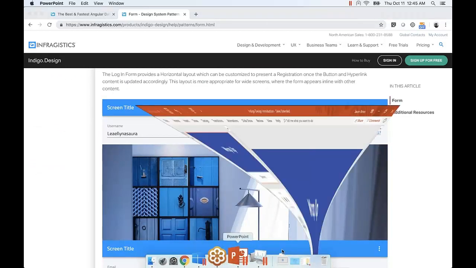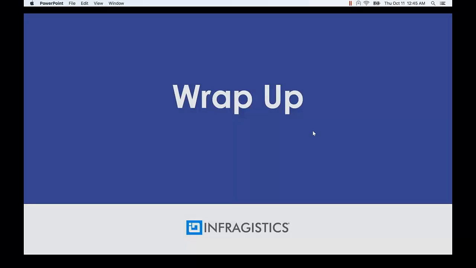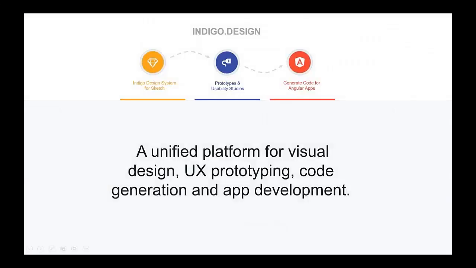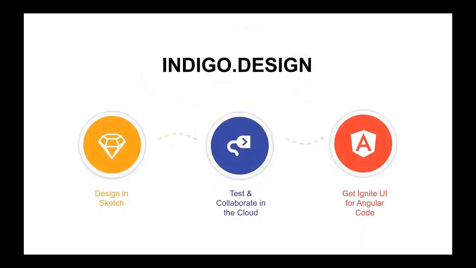So to wrap up, let's close this out by reiterating the fact that Indigo.Design is a unified platform for visual design, UX prototyping, code generation, and application development. There are several pieces of this system, and what they do is help your teams deliver better outcomes to your users, which at the end of the day will do all of those positive things, not only from your customer perspective, but from your business.